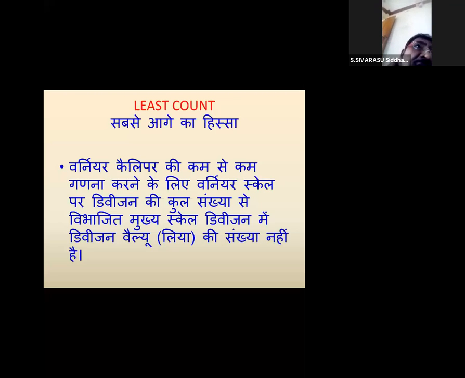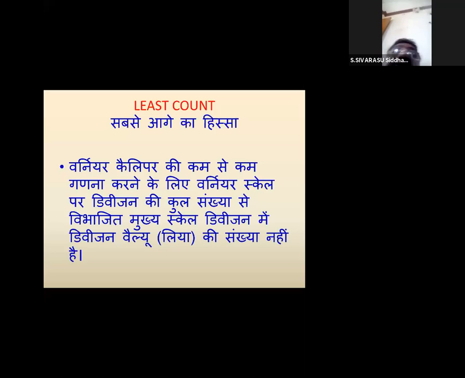For example, the main scale is attached to the fixed jaw. There is a main scale beam, and on it graduations are marked. Both types of graduations are marked: one is the metric system, another is the British system. Today we are going to discuss only the metric system accuracies.